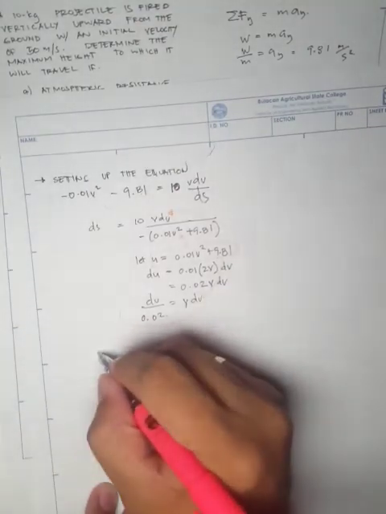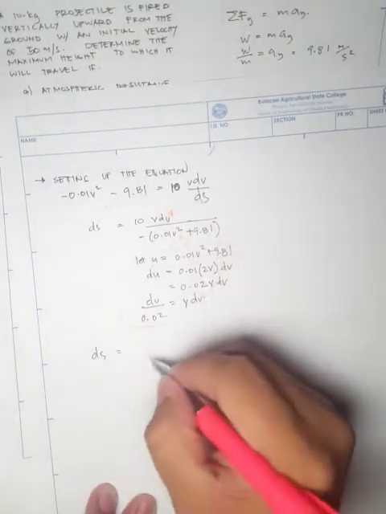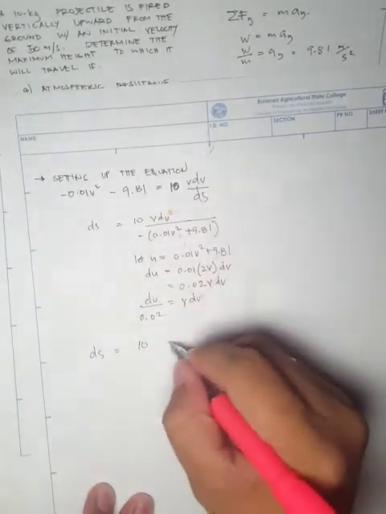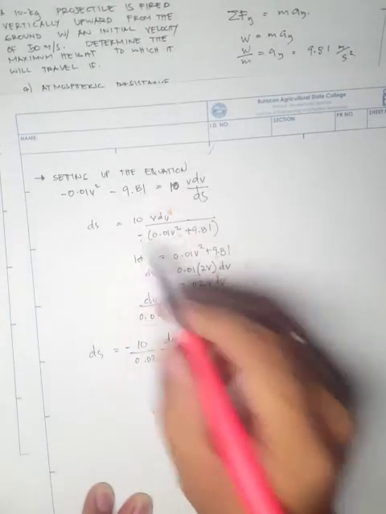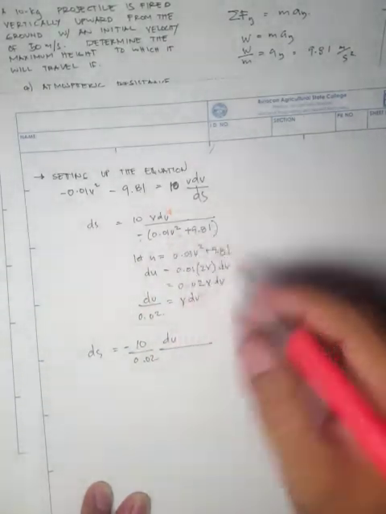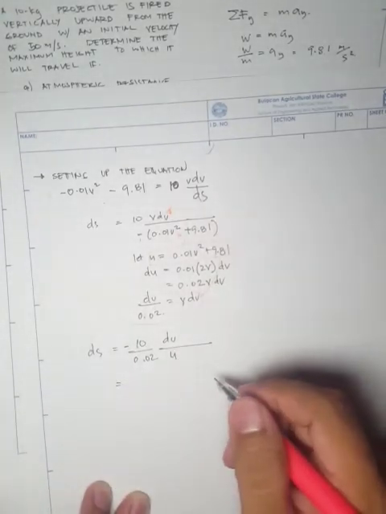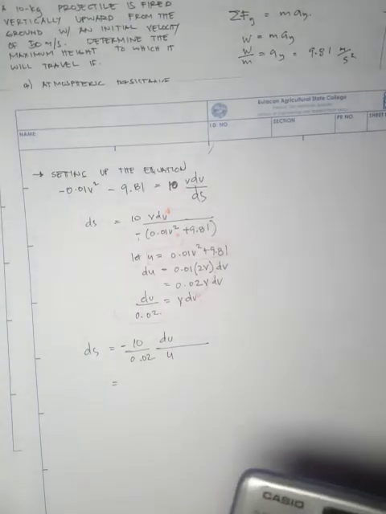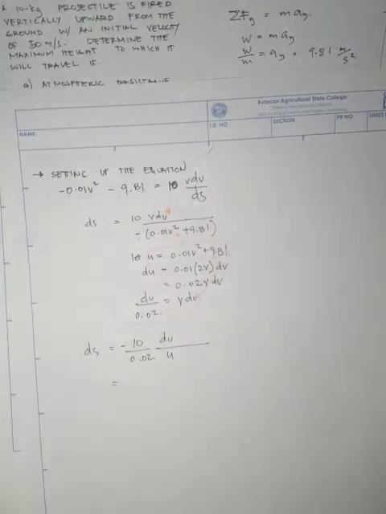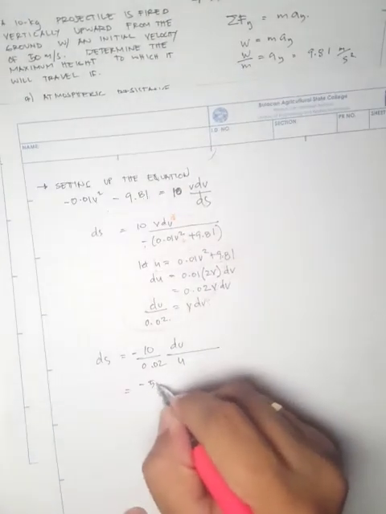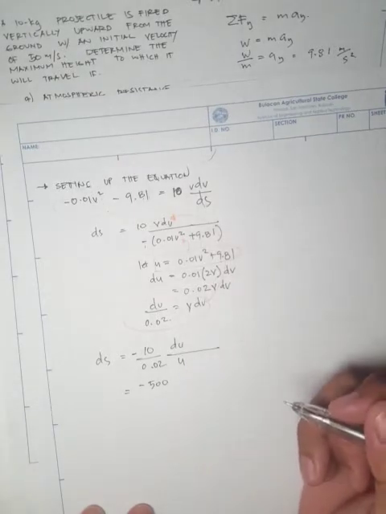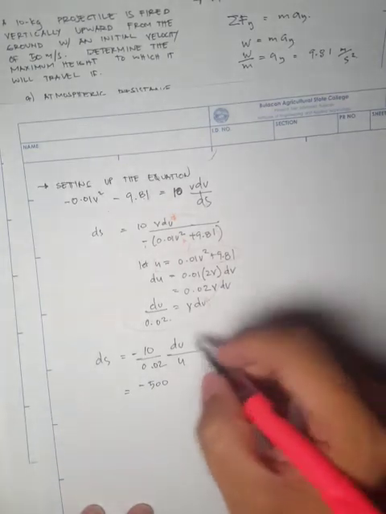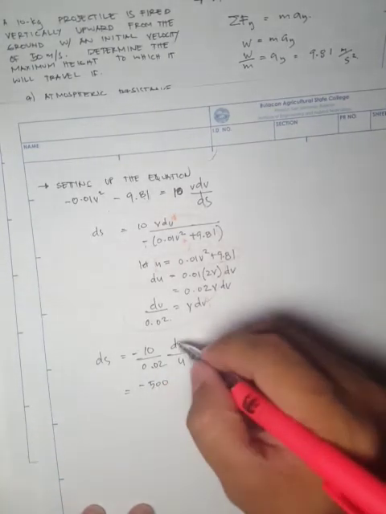Okay, so let's substitute. So ds is equal to 10, what's v dv? 10 times du all over 0.02, and then take note this is negative. What's the denominator? That is just u. So let us simplify this. Negative 10 divided by 0.02, so it's 500. So negative 500. What's the derivative of this? Oh no, not derivative, I mean the integral. So let's try to integrate for now.